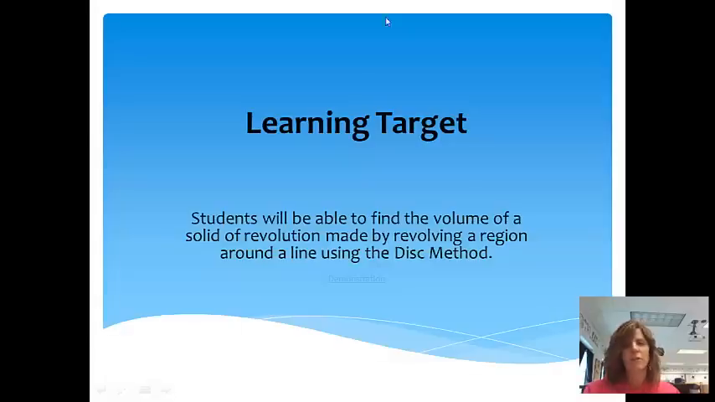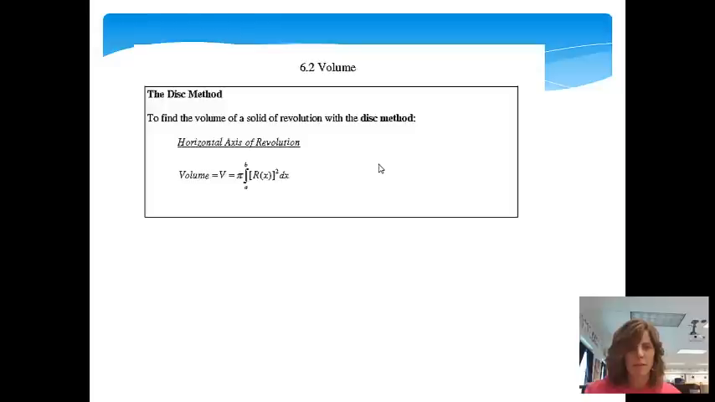Hopefully you're able to see that we're turning it into a three-dimensional figure. What we'll be able to do at the end of this lesson is find the volume of a solid of revolution by revolving a region around a line using the disc method. If you noticed in that video, that created a disc. You can just think of a disc like a frisbee. It created a circular object.